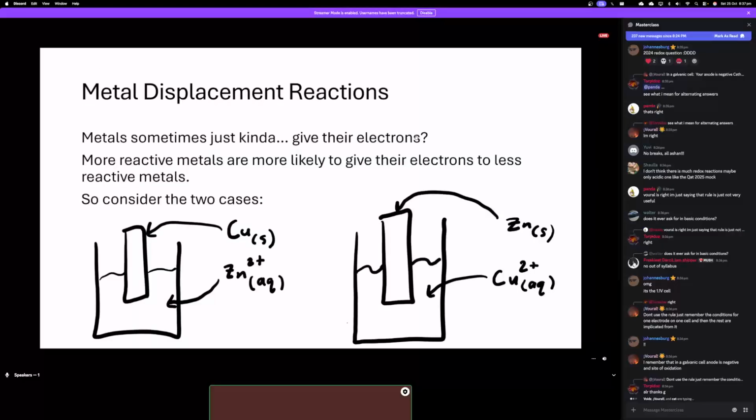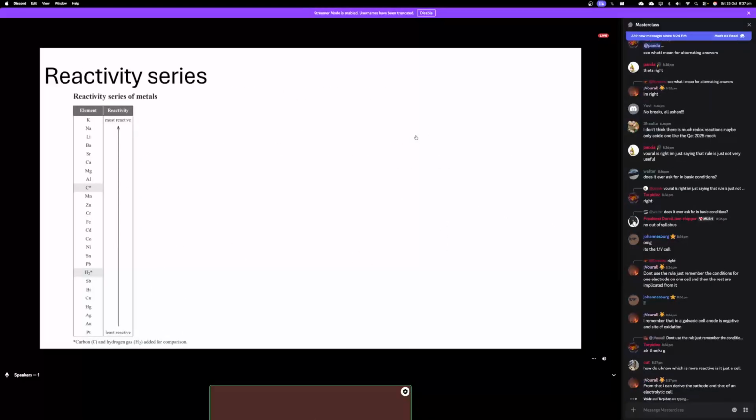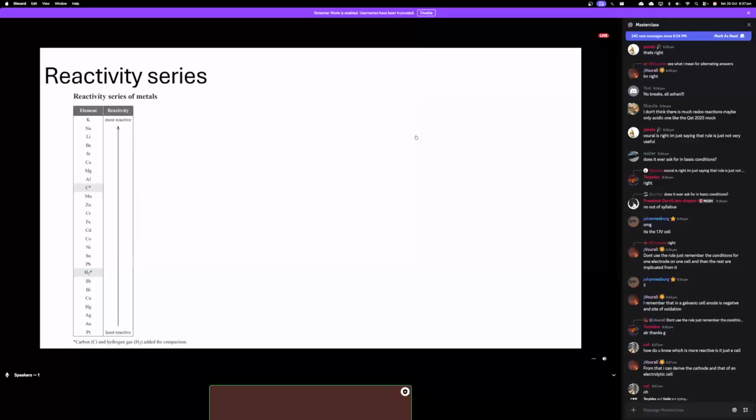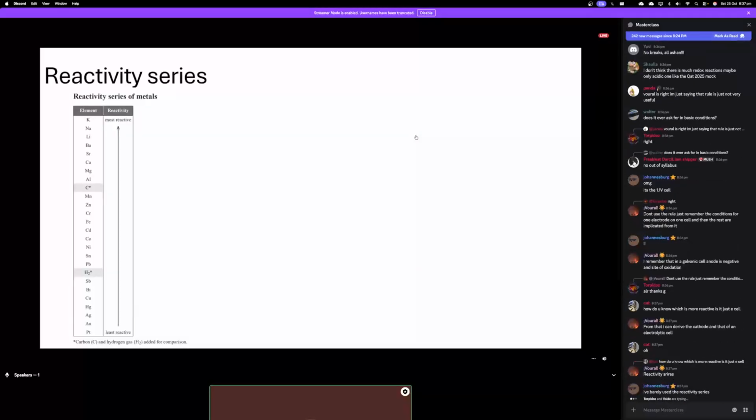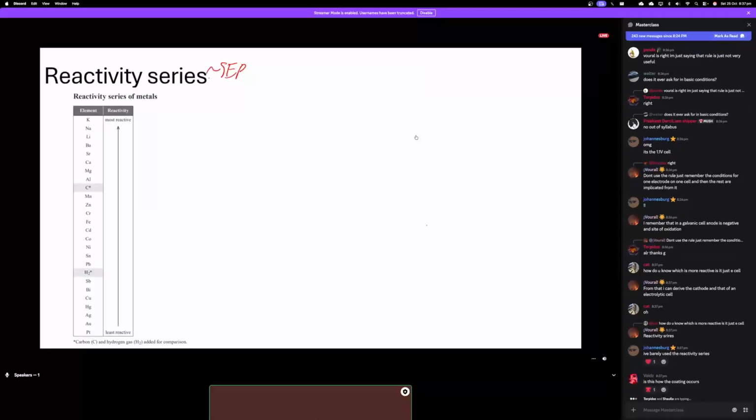And unfortunately, it is in your data book. I'm not sure what page it is, but I'm sure you can find it. This is a reactivity series for metals. When you're looking at electrolytic cells, you use a different page. You should be using this one, even though this one and the SEP table are basically identical, but they are slightly different.